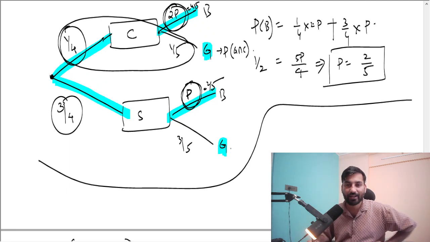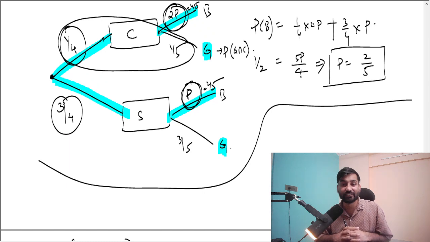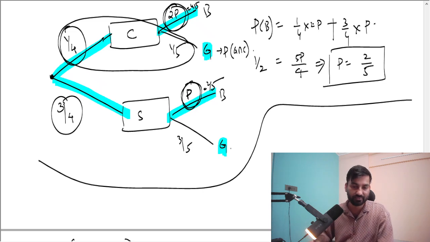Okay. So I have taken nearly 15 minutes to explain this question, but you have to solve this question in 120 seconds.